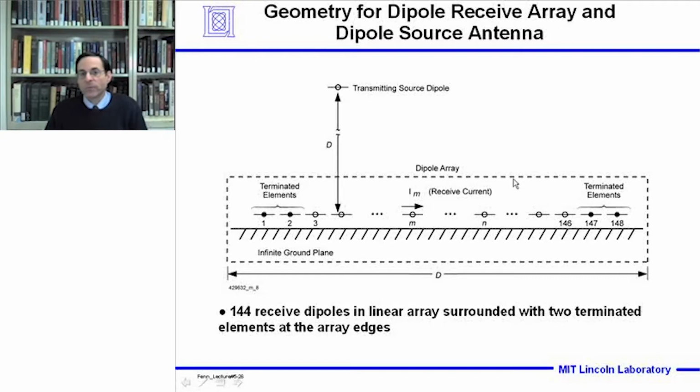We saw some of the edge effects of a DPCA array in Lecture 2, and we showed that having passively terminated elements on the end of the array helps match the phase centers and to get improved clutter suppression. So a transmitting dipole source is located at a distance d away from the array. So in this example we have 144 received dipoles in a linear array surrounded with 2 terminated elements at the array edges.